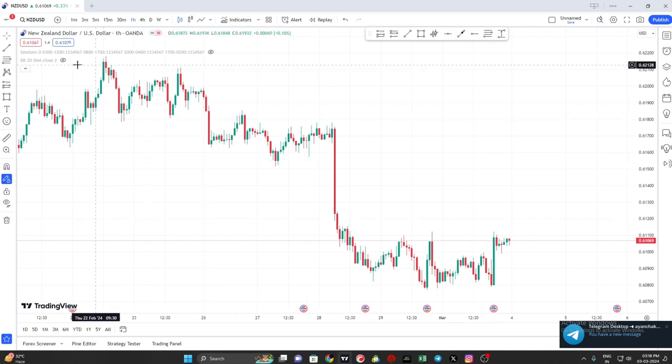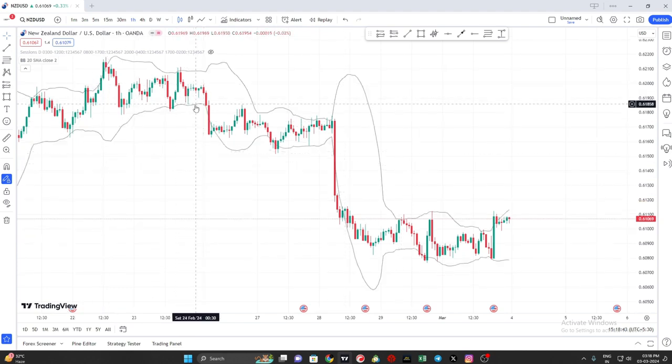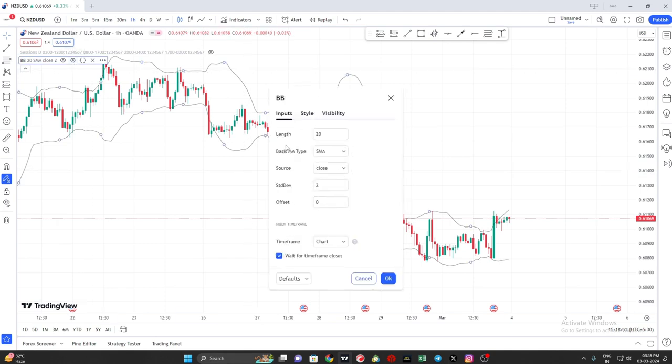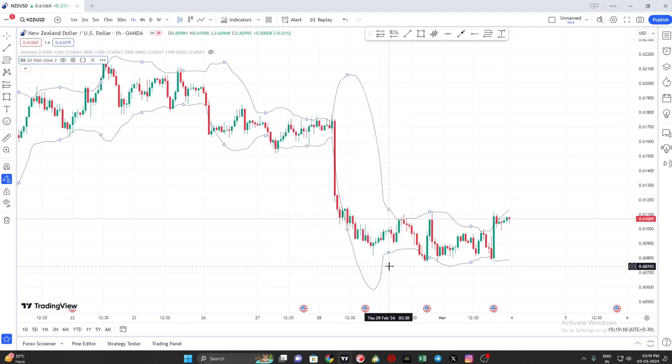Firstly, what we need is to apply this Bollinger Band on your chart. Go to the settings, and the inputs will be just the same as they were. In the style section, you just have to disable the basic line. I have changed the color of the upper and lower band to black, so you can do it if you want, and if you don't, just leave it like that. Just disable the basic one and hit OK.